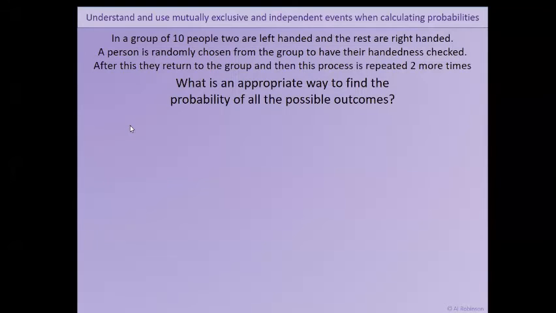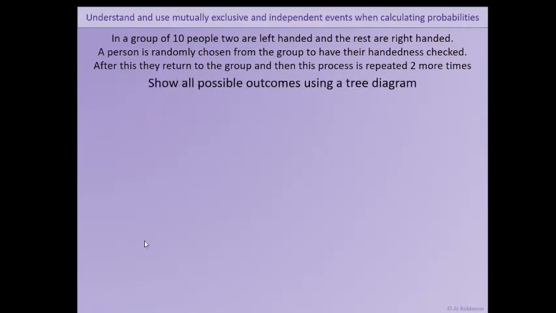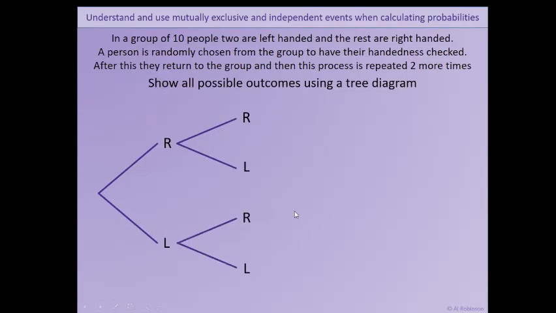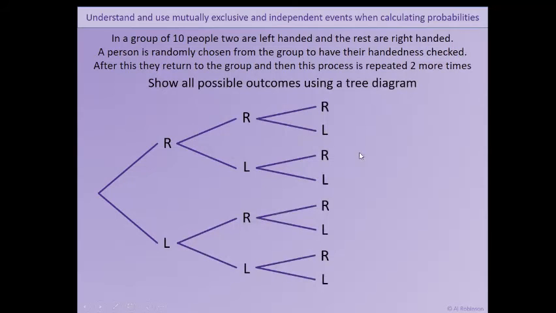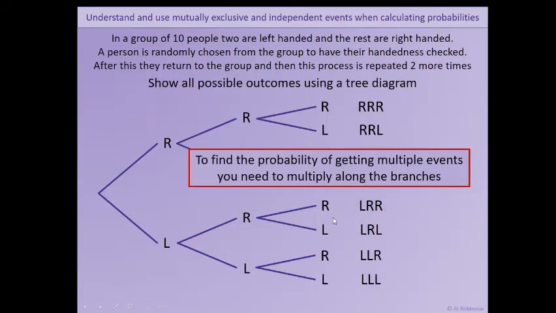Okay, so let's have a look. You show all the possible outcomes using a tree diagram, okay? We've got right-handed, left-handed. And then again, right-handed, left-handed. And then we've got another event as well. So you've done this 3 times. Okay, so we write out our sample space. And then we find the probability of getting multiple events.